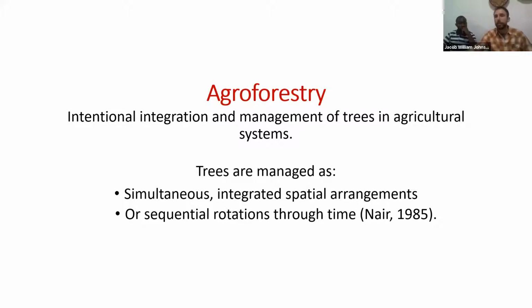In addition to products like fuel wood, livestock fodder, and timber, agroforestry is known to provide a range of regulatory and supporting services in agricultural systems. These services include the conservation of soil and water resources, carbon sequestration, as well as the improved cycling of soil nutrients through the addition of organic matter.